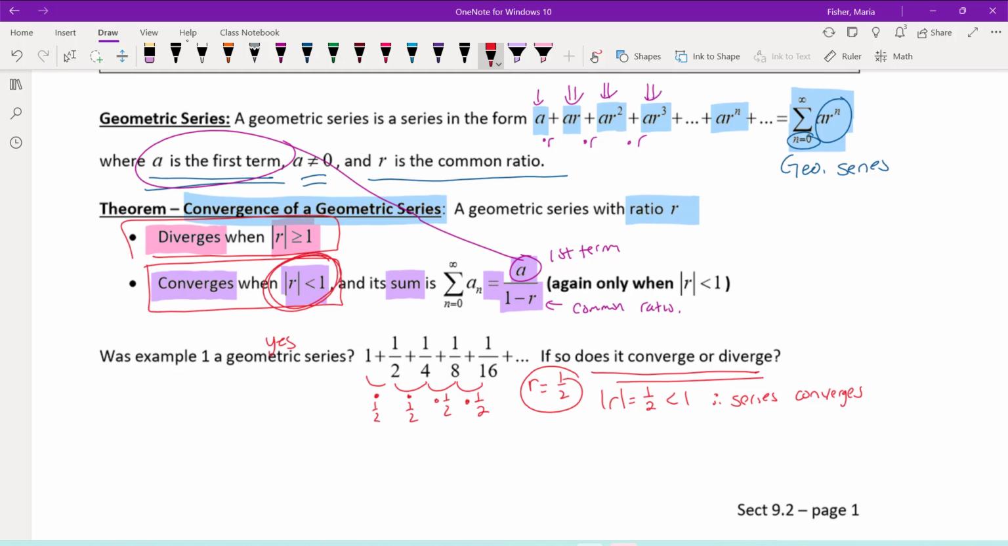The sum of this series, and we're going to call it s, is going to equal a. Well, a is always the first term. My first term was 1, divided by 1 minus r. That r, that common ratio, is a half. And 1 divided by 1 minus a half is going to be 1 divided by a half, or 2. Which means that this infinite sum, when you're adding all the terms together, is approaching 2.